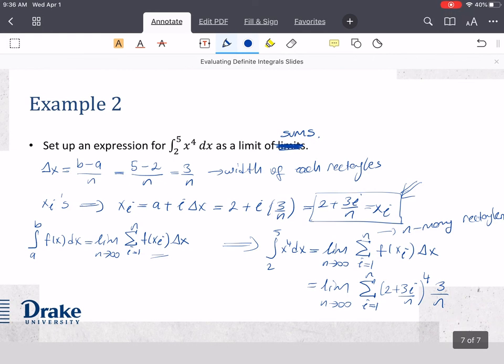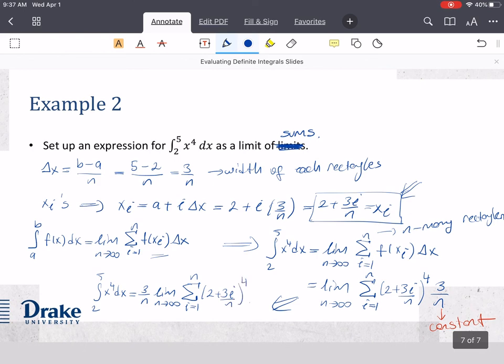And overall, we can simplify this a little bit, because 3 over n is basically a constant. We can take this out, and then we can say, therefore, the integral from 2 to 5 of x to the 4th dx could be calculated using 3 over n times the limit as n goes to infinity of the Riemann sum i from 1 to n of 2 plus 3i over n to the 4th.